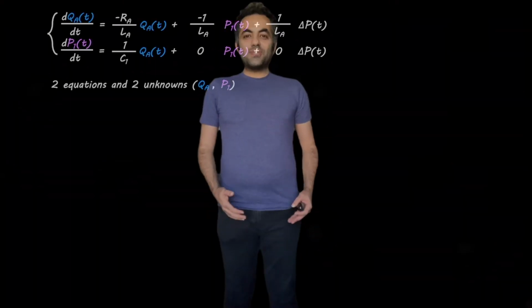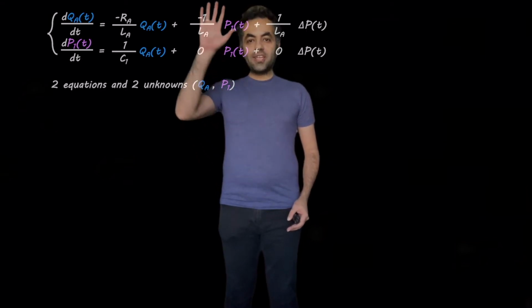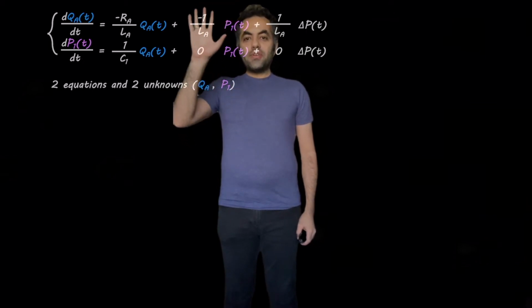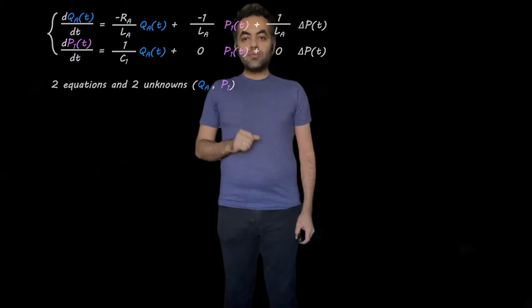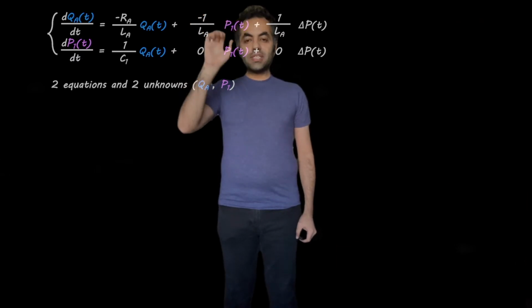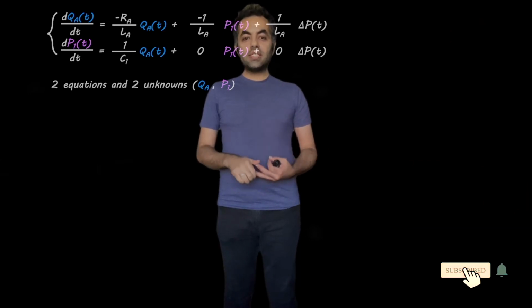Today, we want to use MATLAB in order to solve a system of coupled ODEs like this set of equations here. Here we have two equations and two unknowns, QA and P1. And all other parameters in these two equations, including RA, LA, C1, and delta P, are known.